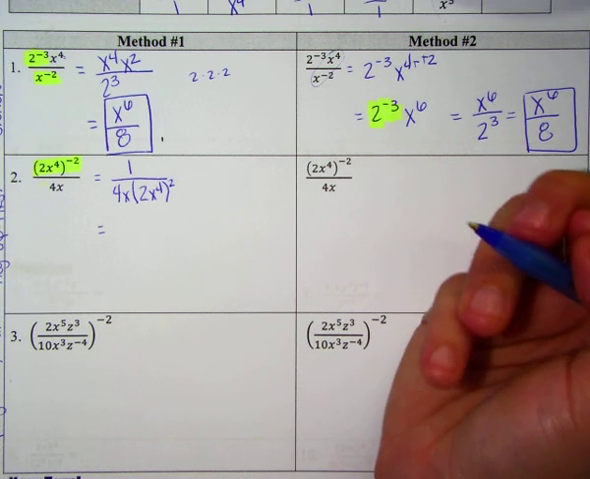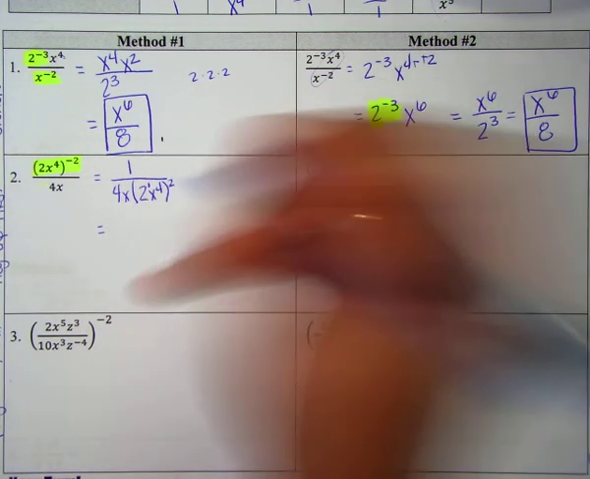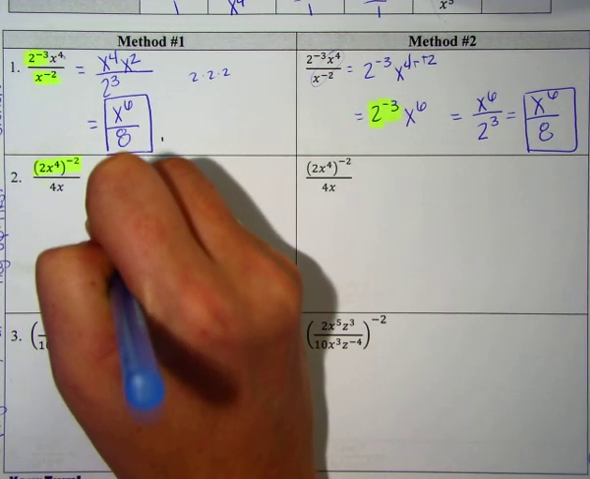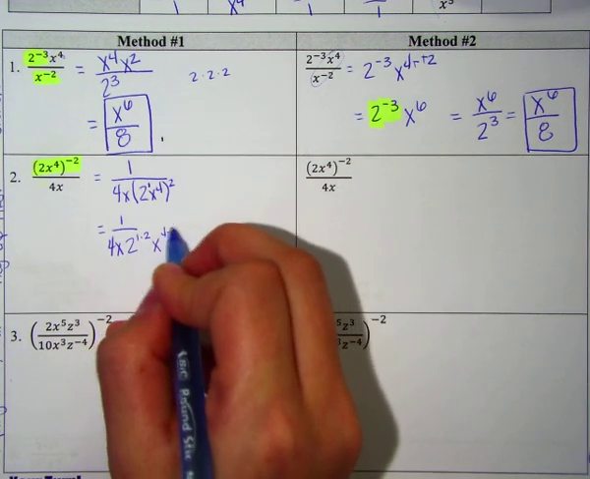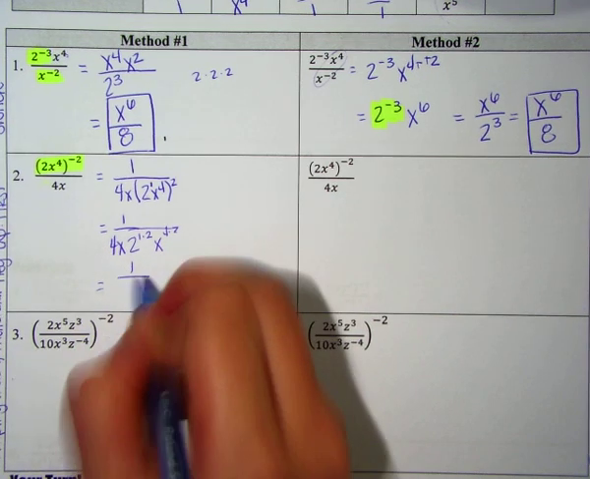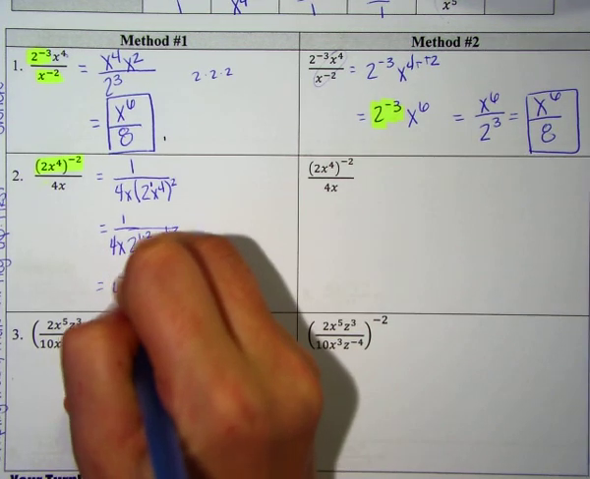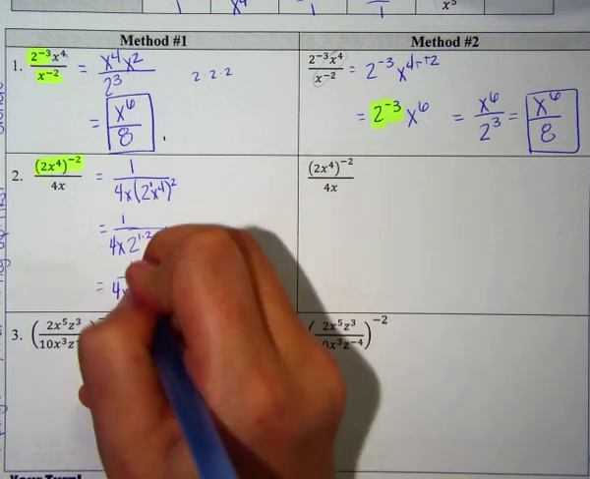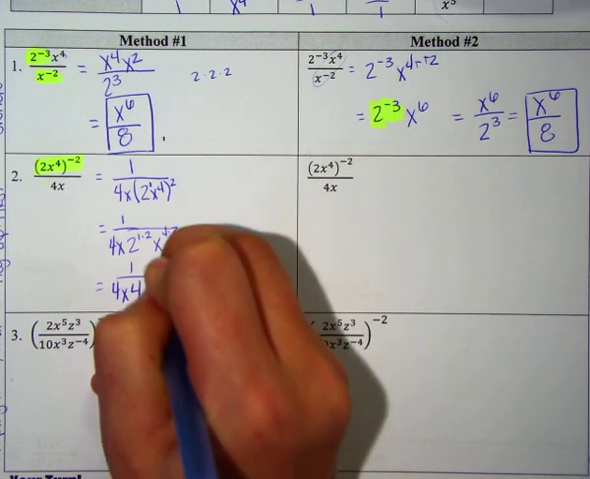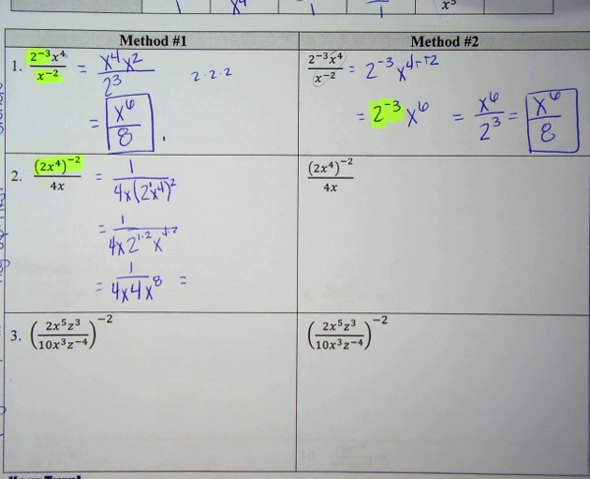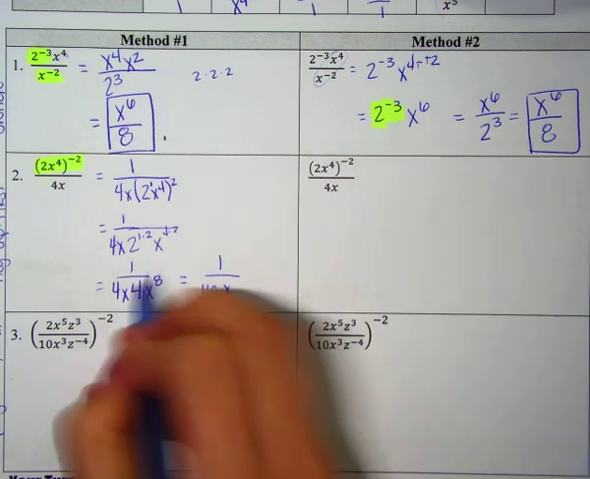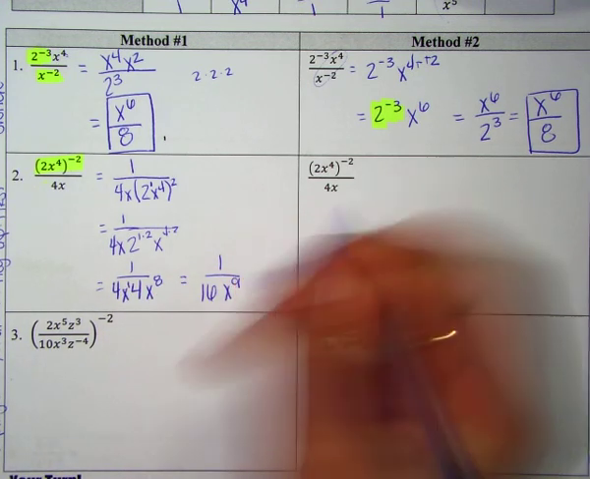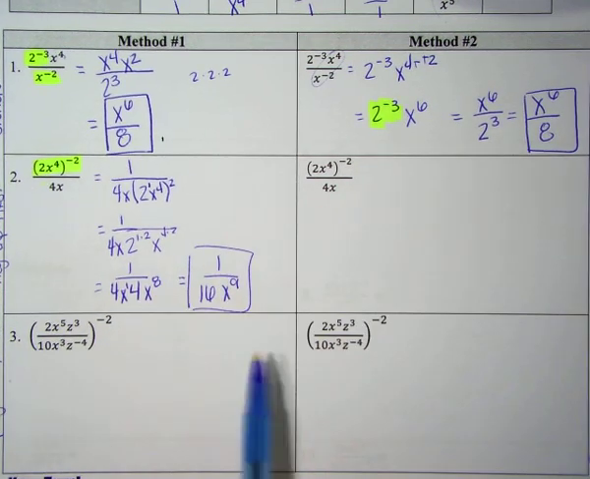Then we can solve this however we want. I'm going to raise each thing to the second power. So this will be 2 to the 1 times 2 power, x to the 4 times 2 power, which is 1 over 4x. 2 squared is 4, x to the 8th. Lastly, simplify. 4 times 4 is 16. X to the 1 plus 8 is 9. Again, you could have expanded if you wanted to, whatever is most relevant.